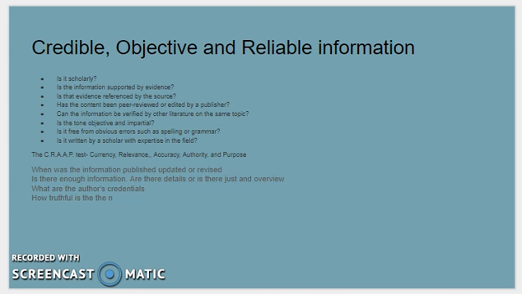Is that evidence referenced by the source? Has the content been peer reviewed? Can the information be verified? Is the tone objective? And is it free from errors in spelling and grammar? And is it written by a scholar who has expertise in the field? So you can use the C.R.A.A.P test to figure out if it's credible, objective, and reliable.